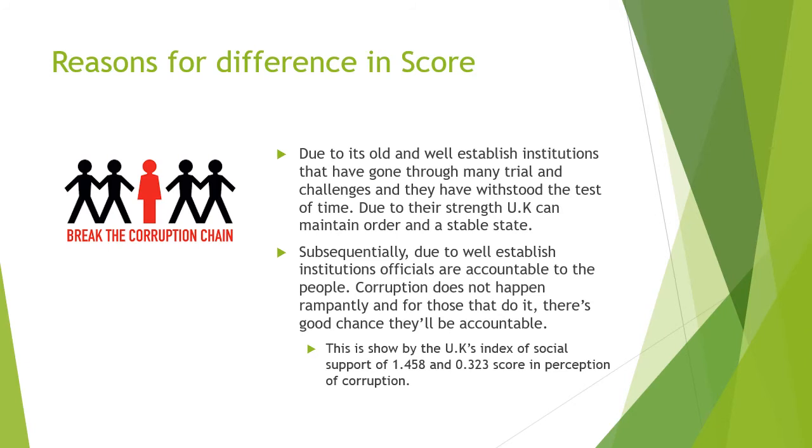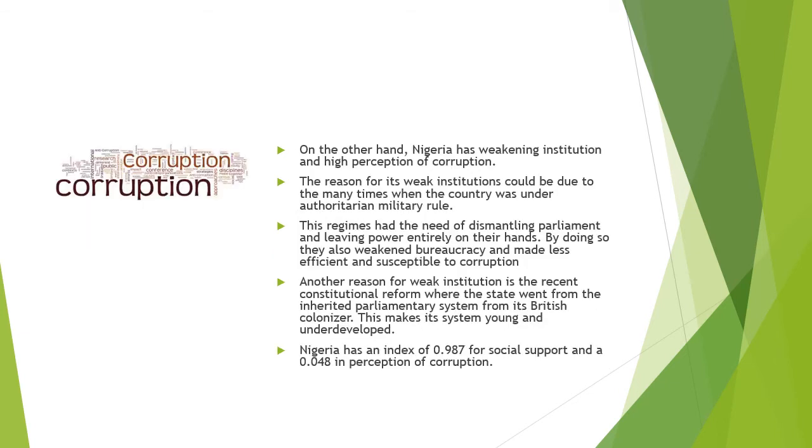Due to well-established institutions that have gone through many trials over the years, the United Kingdom has very strong and stable institutions. This allows the government to maintain order and keep the state stable. Subsequently, due to these very strong institutions, officials are accountable to the public, and corruption does not happen as often. And if it does, there's a good chance that they'll be held accountable. This is shown by the UK scores for social support, which is a 1.4, and its score for perception of corruption is a 0.323. On the other hand, Nigeria has very weak institutions and a high level of corruption.